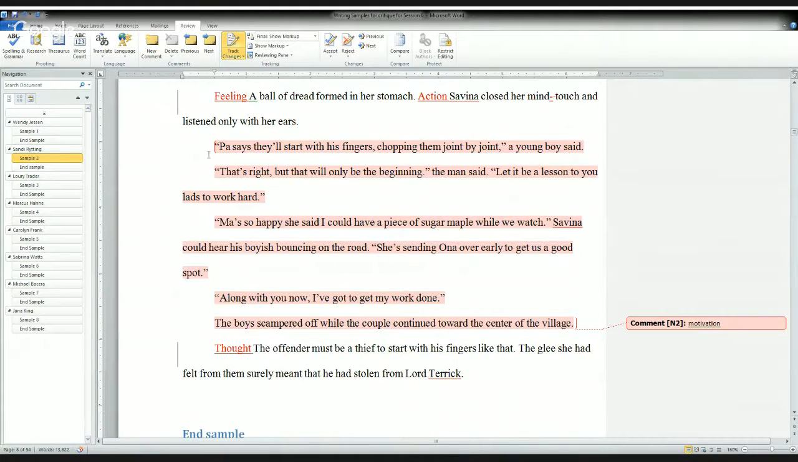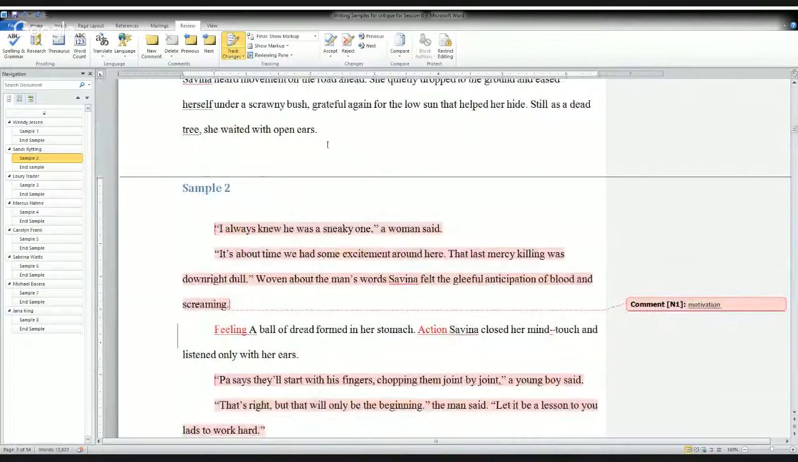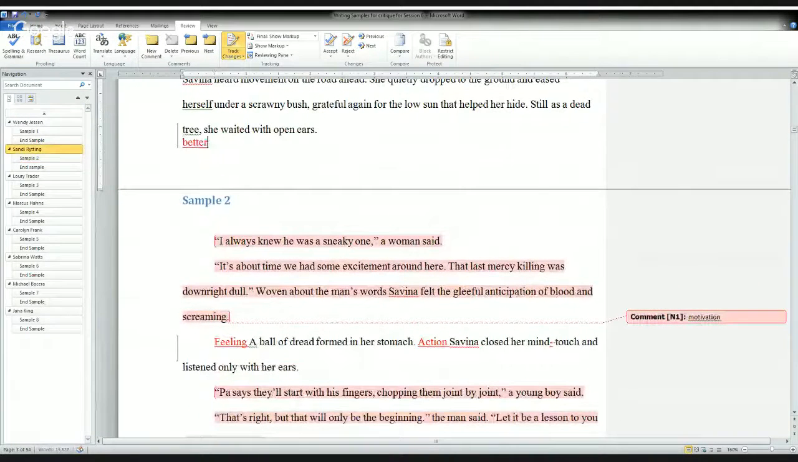Pa says who the offender is. Pa says they'll start with his fingers. I didn't realize that's the offender's fingers when they do the execution. This was something that I wanted. I wanted a better visual, and our viewers can't see this, but I wanted a better visual of who was there.